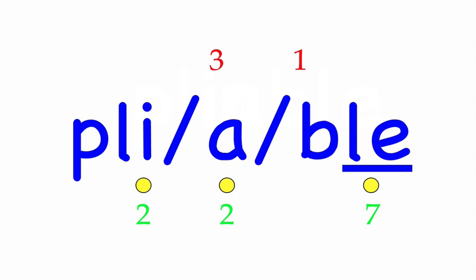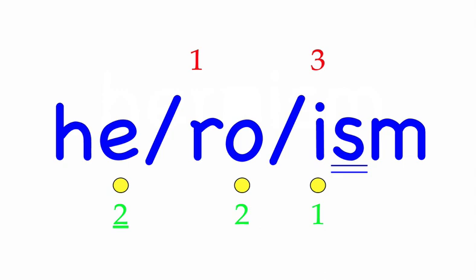Heroism. She acted with great heroism. First syllable is he, two sounds, h, e. Ro, two sounds, r, o. Ism, three sounds, i, z, m. He, ro, ism. Mark the word. Heroism. Row 10. Denial. I think everyone is in denial here.